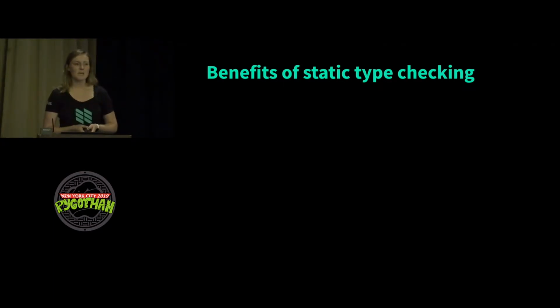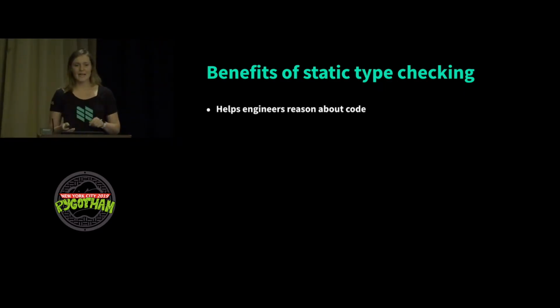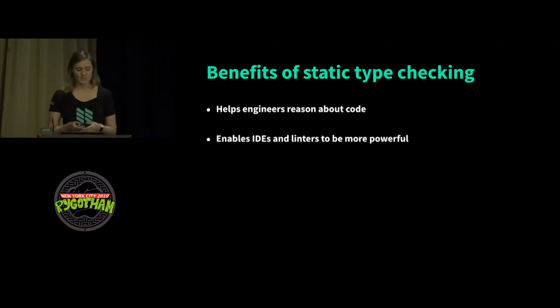Also, having to write types forces engineers to have to think about the shape of the data they're working with, which can lead to cleaner code and more well-defined interfaces. All of this helps engineers reason about code. Also, static types give more context to the tools that you use, which enables linters and IDEs to do things like type-aware suggestions and code completion.